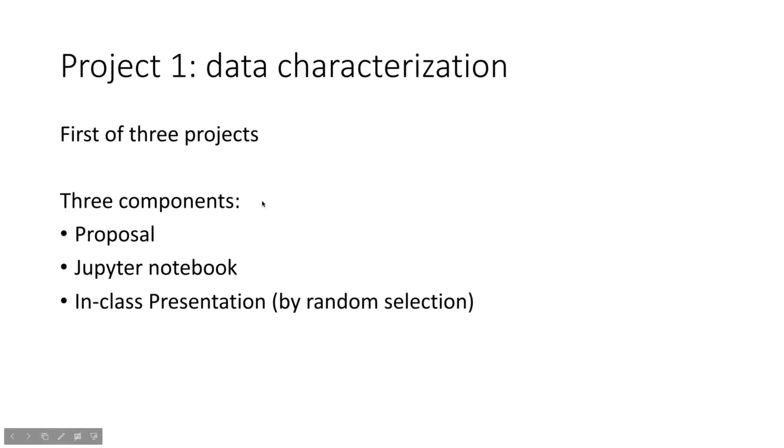All right. So project, you have three projects, actually. There's a few phases to this. There's a proposal, and then there's a Jupyter notebook that you get to write, and then there's a class presentation. So I think we have almost 28 people or something, so we're not going to have time for every single person to present. But in typical Ben fashion, I want you to work on the presentation.